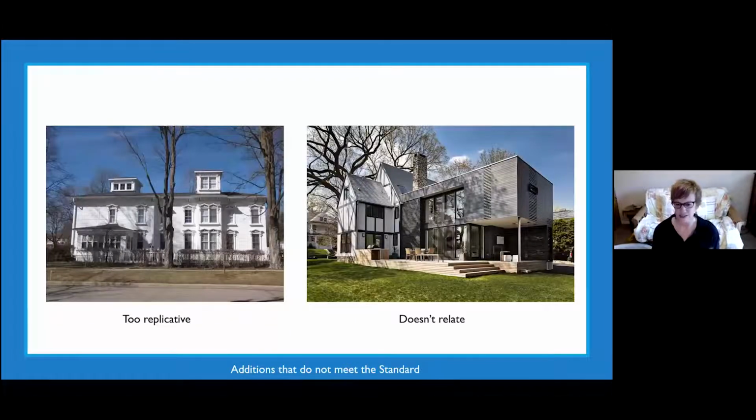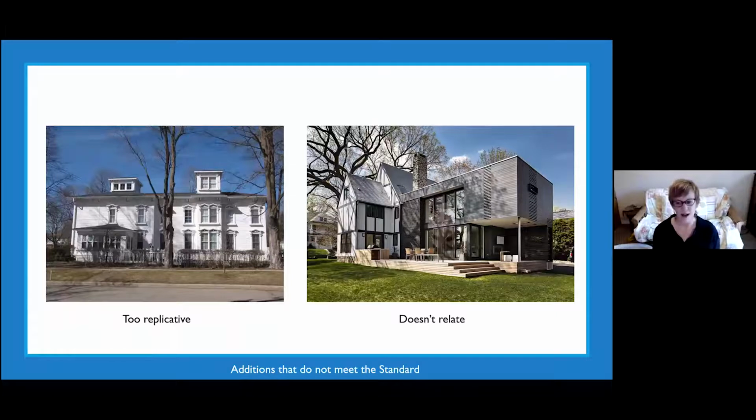So again, another example of additions that do not meet the standards. On the left, you have one that's too replicative, again creating a false sense of history. The new addition is very large, so it doesn't fit the scale of the original. It's larger than the original property, but it is also so replicative that it's hard to distinguish from the original property. So that can also be considered to create a false sense of history.